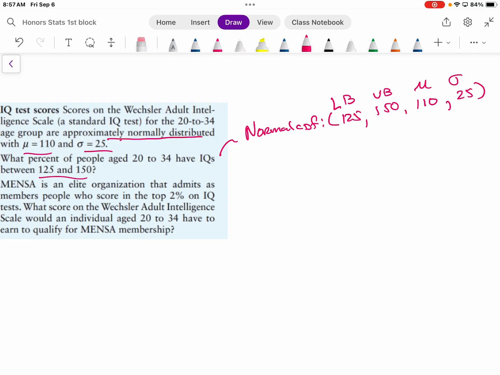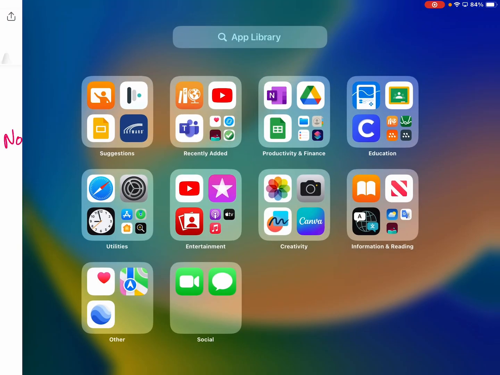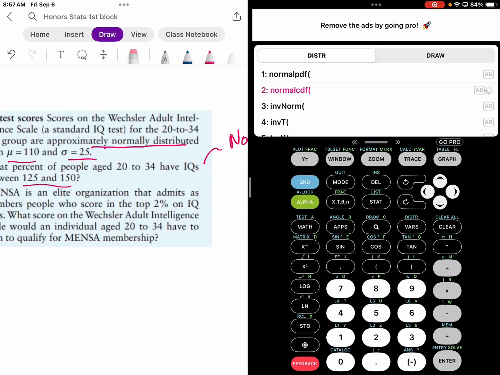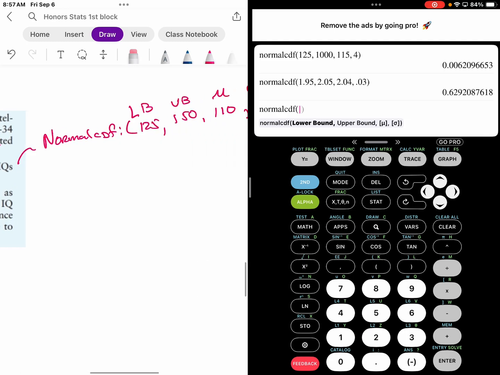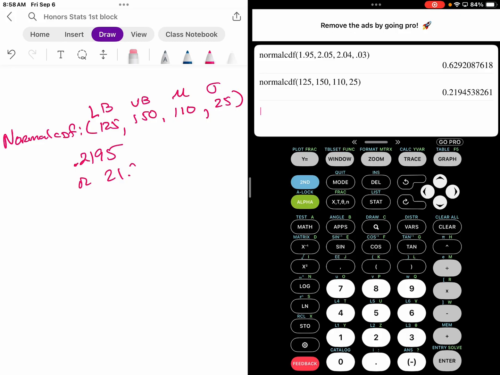All right, so let me go split screen. I'm going to keep the split screen on after this one so that we have it for the next part. We're going to go second vars, normal CDF. And then type the stuff in there: 125, comma, 150, comma, 110, comma, and 25. Hit enter. And I find out that it's 0.2195 or 21.95%.